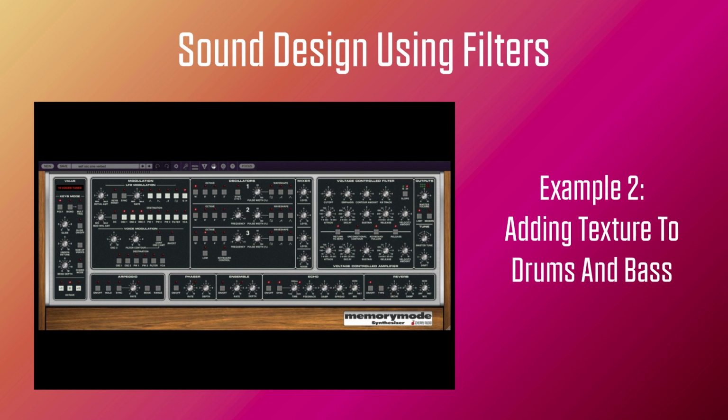I'm using Cherry Audio's Memory Mode Synth VSTI. Here is the processed example.